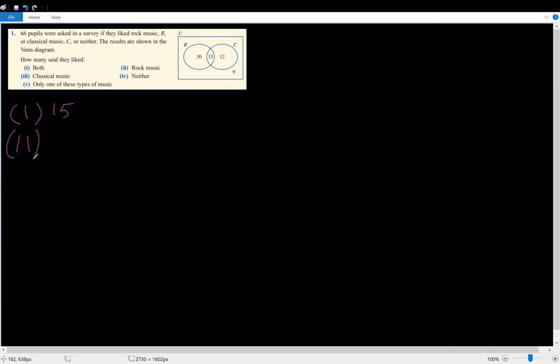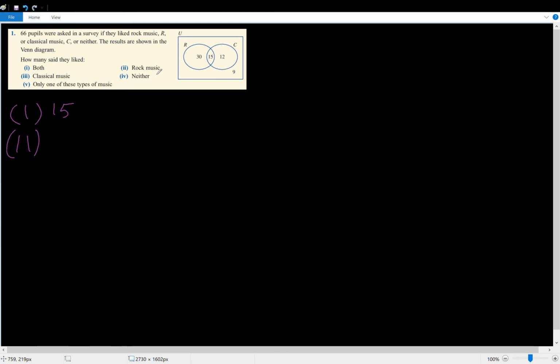Let's take a look at part 2. For part 2, we're asked how many people like rock music. And the mistake that might have been made on this would be to just say 30. But that wouldn't be right, and the reason is that these 30 people liked just rock music. But these 15 people in here liked both rock and classical. So the 15 people in the middle also like rock music. They just happen to like classical as well.